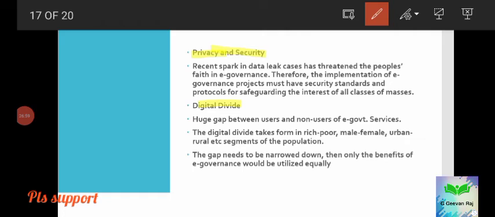Huge gap between users and non-users of e-government services. The digital divide takes form in rich-poor, male-female, urban-rural, etc. segments of the population. So the gap needs to be narrowed down. Then only the benefits of e-governance would be utilized equally. So what the government should focus on is narrowing the gap of the digital divide.